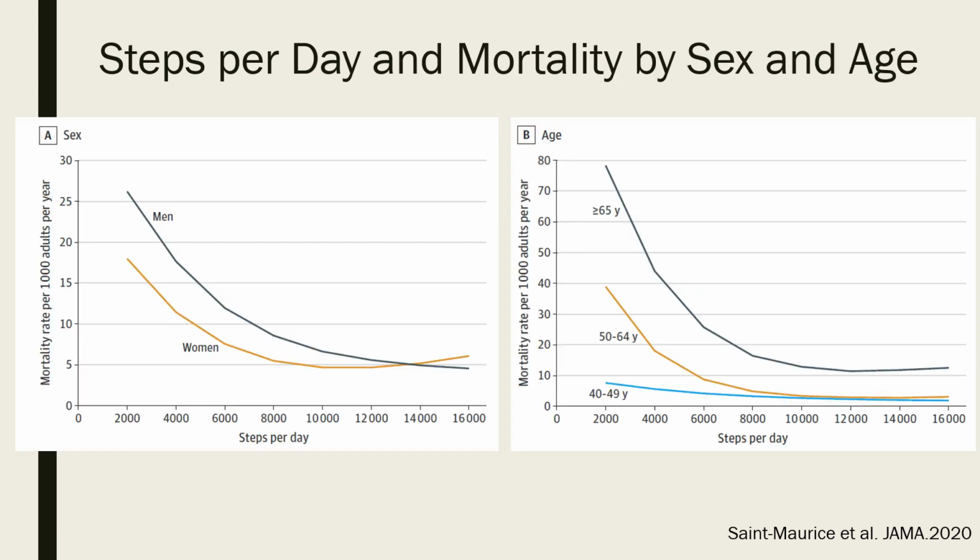How does this relationship vary by age and gender? In the gender figure, both men and women benefit similarly when increasing steps from 2,000 to around 6,000 per day. However, men continue to see benefits with more steps beyond 12,000, while women see very limited additional benefits after reaching 8,000 steps per day. I'll ask you to interpret the age figure yourself.